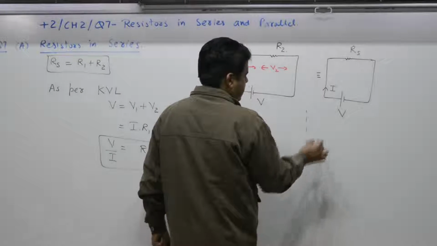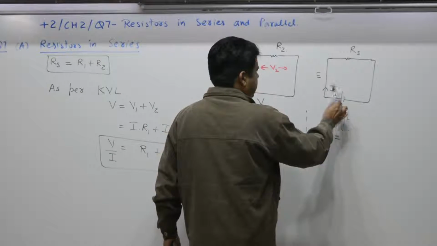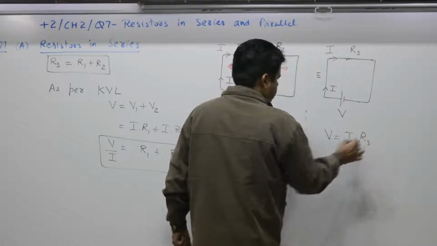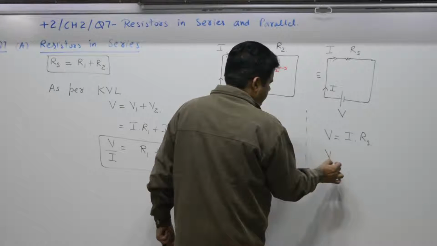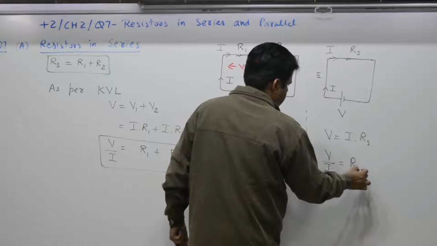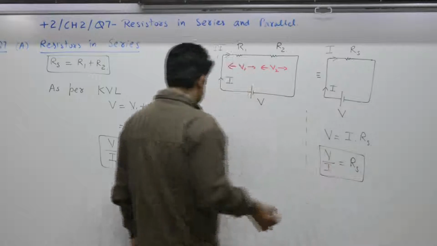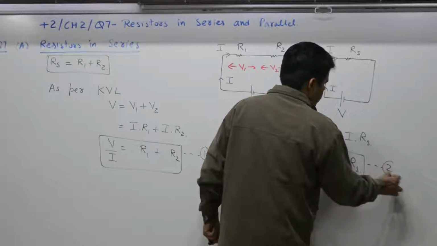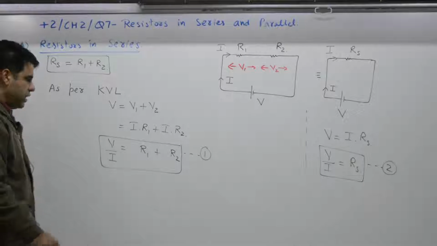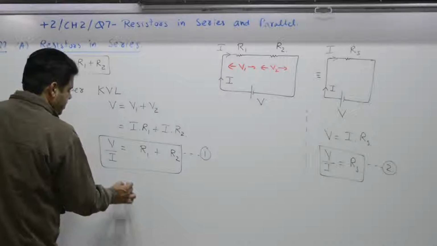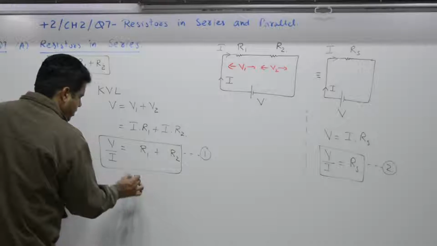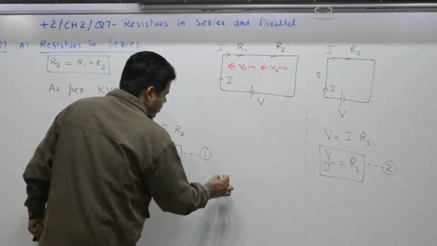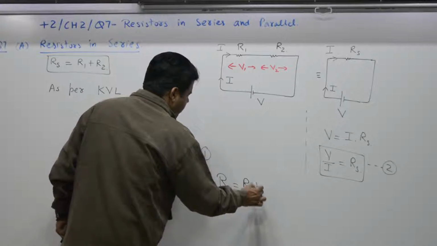From this circuit, V is equal to I, current flowing here is how much? I, into Rs. V by I is equal to what? Rs. From these two equations, this is equation number 1, this is equation number 2. What you get from equation number 1 and equation number 2: here V by I is equal to R1 plus R2, and here V by I is equal to Rs. Comparing 1 and 2, what you get is Rs is equal to R1 plus R2.